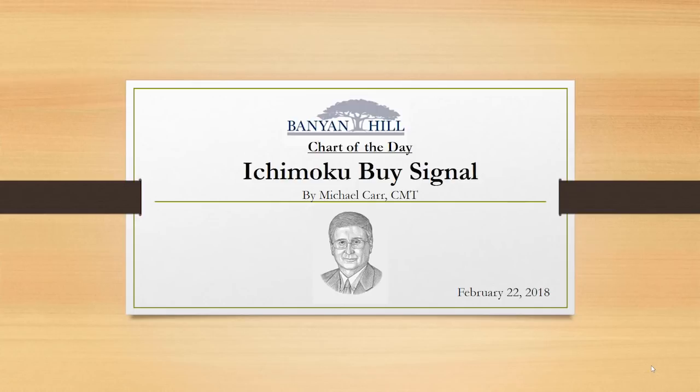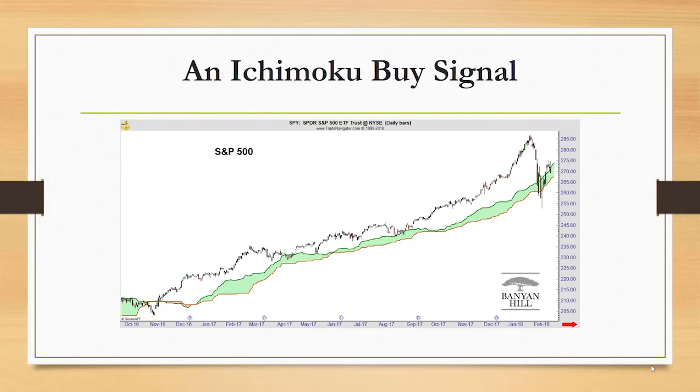I'm going to look into this Ichimoku buy signal that is visible here on the chart of the S&P 500. As you can see on the right of the chart, the recent sell-off pushed the index below the cloud structure. And this was the first time since November 2016 that we've seen this signal.